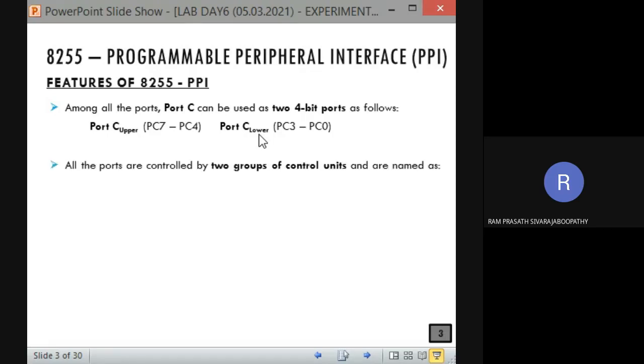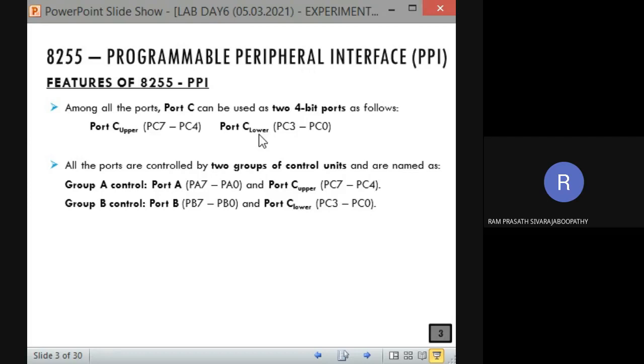Fine. All ports are controlled by 2 group of control unit. Fine. Based upon the programming, what we are going to do with 8255, we are having 2 control units. Okay, 2 group of control units that are named as group A control and group B control. Fine. எந்தெந்த port pinla group A control இருக்குன்னு டைப் பண்ண முடியுமா chatல? On seeing this you can say port A, port B, port C இருக்குன்னு பார்த்தோம்.